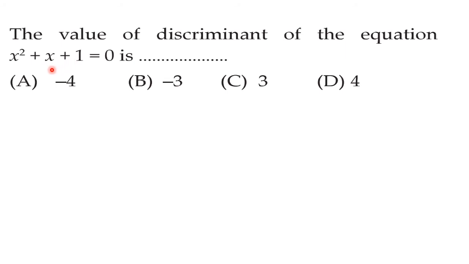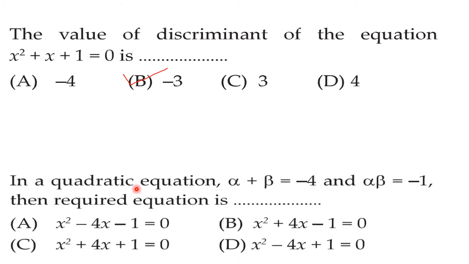So b square means 1 square, that is 1. And minus 4ac means 4 into 1, that is 4. So 1 minus 4, our answer is going to be minus 3. Correct? So option number B is the correct one. All of you please note it down. So in this way, orally also you can solve how I have solved. If it is not possible for you to solve orally, you can simply solve it within a minute.